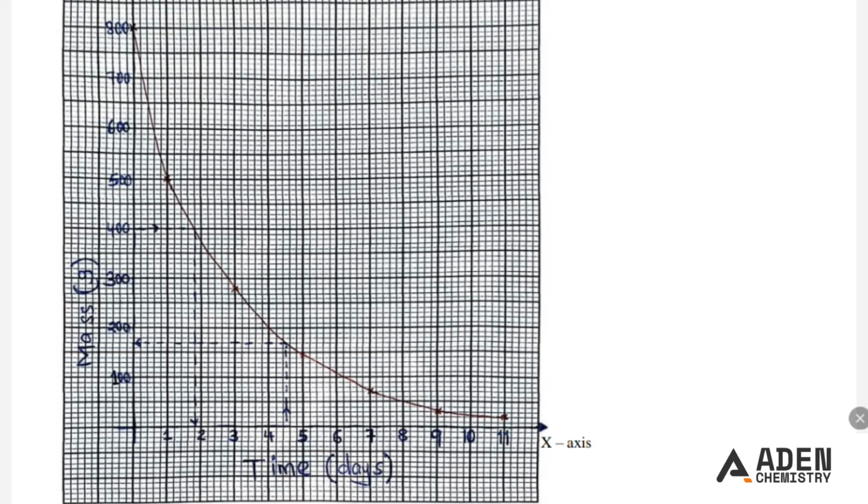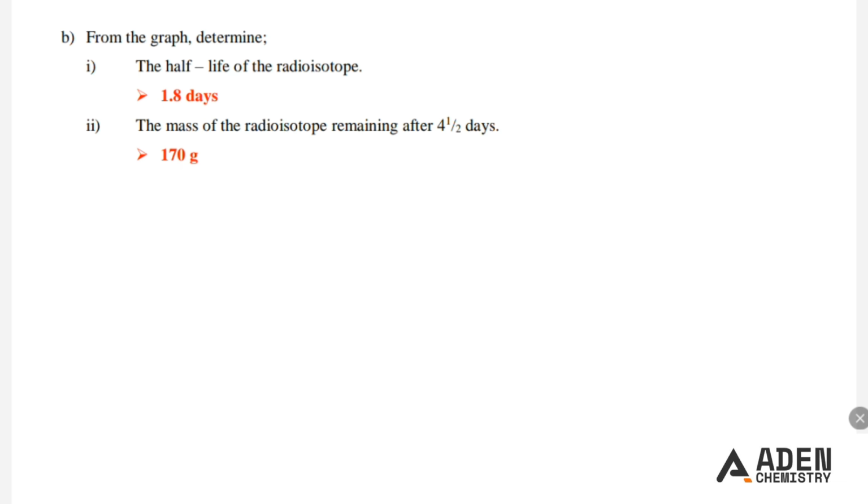When we put dots until we reach the curve, between 100 and 200 we have 10 small boxes, so each is 100 divided by 10, which is 10. If this is 100, the middle of 100 and 200 will be 150, plus 10 is 160, plus another 10 is 170. The unit will be grams. So the answers for part B: Roman 1, 1.8 days, the way we have explained, and Roman 2, 170 grams.